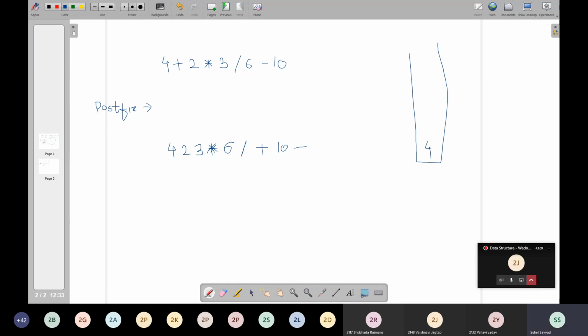Yes, first 4 will be placed, then 2 will be placed, then 3 will be placed on our stack, then multiplication will come, then we have our y and x and our result. What will be x? 3. What will be y? 2. 2 multiplied by 3 will be done. Answer will be calculated as 6. This 6 will go in the stack.